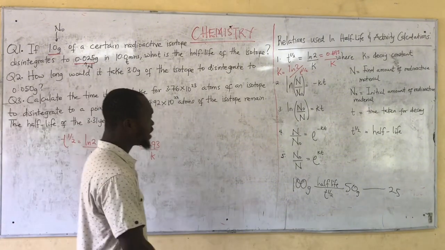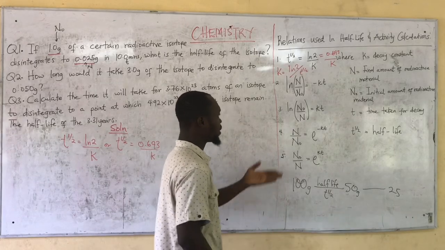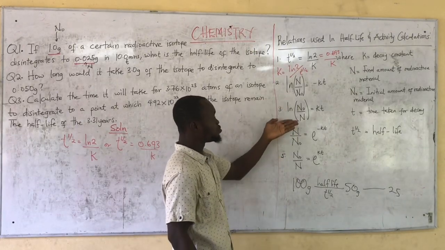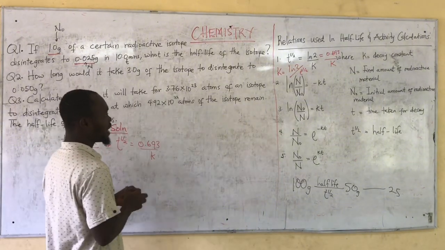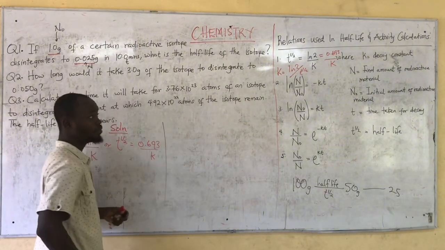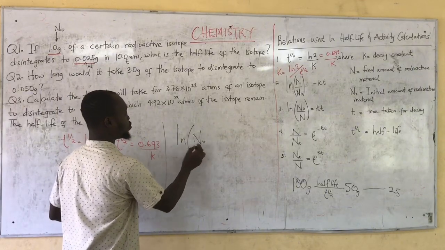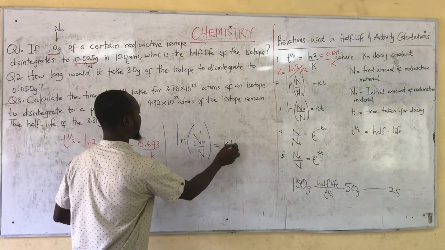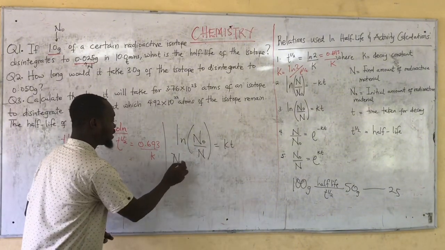So looking here, we need K. How do we get K? We can use any of the relations here. We can choose to use this. So let's use the third relation. In our third relation here, we have ln of N naught over N is equal to KT. Is that okay?